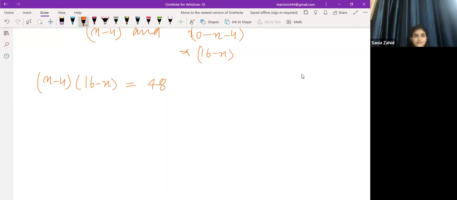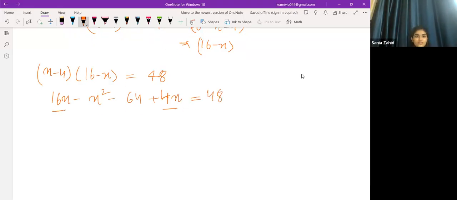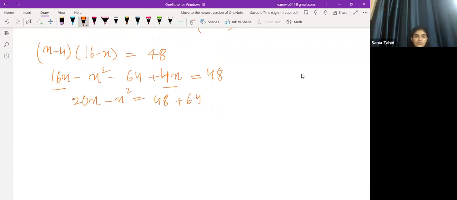Now you form an equation. 16x minus x square minus 64 plus 4x is equal to 48. So 16x plus 4x is 20x minus x square minus 64, equals 48. Let's carry everything to the right hand side only. x square minus 20x plus 112 is 0. Do you get this equation or not?